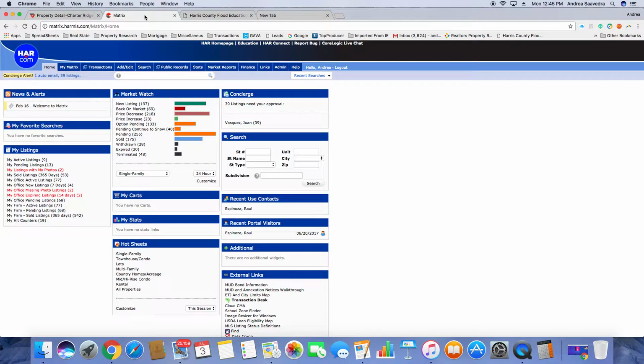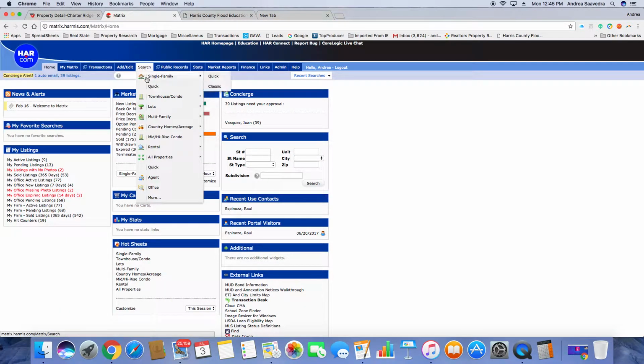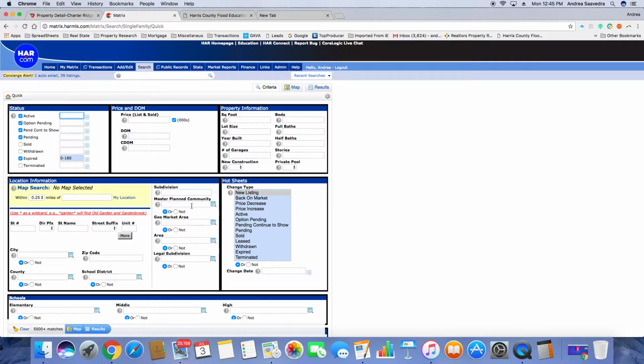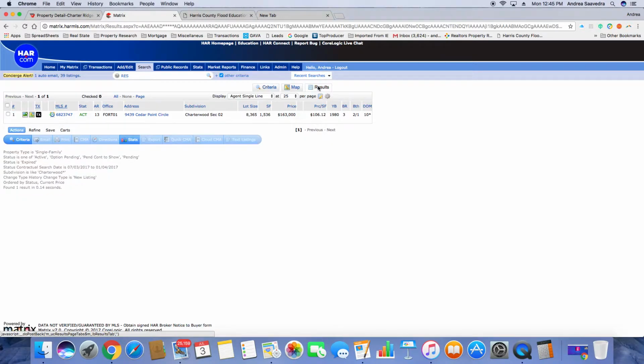In this case, again, let's go back to Matrix. Let's go to search single family quick. And I'm going to search the subdivision, okay? The subdivision for this one is Charterwood, and then go to results. It's only giving me one property, so let me go back.